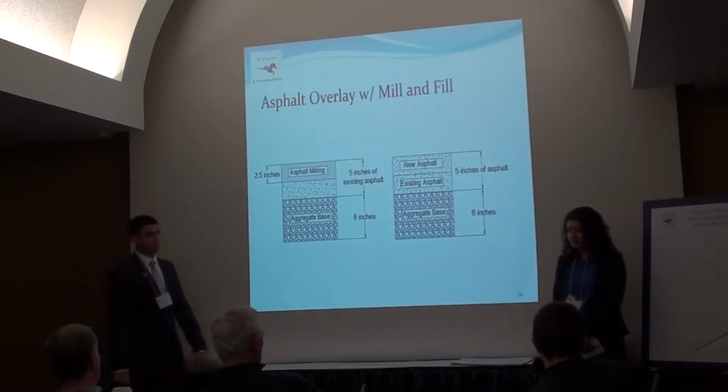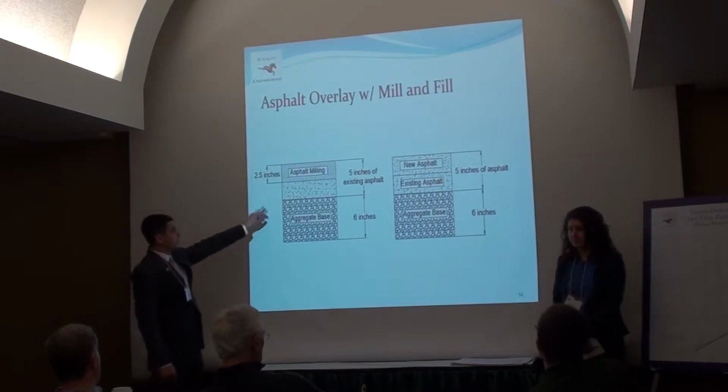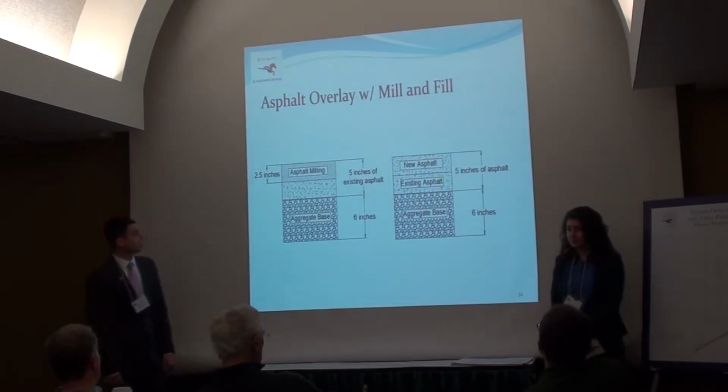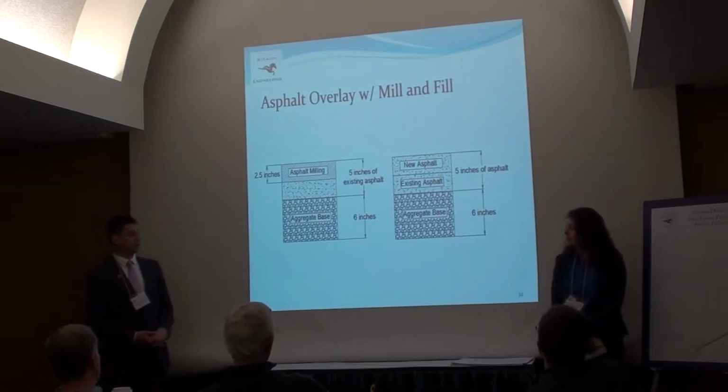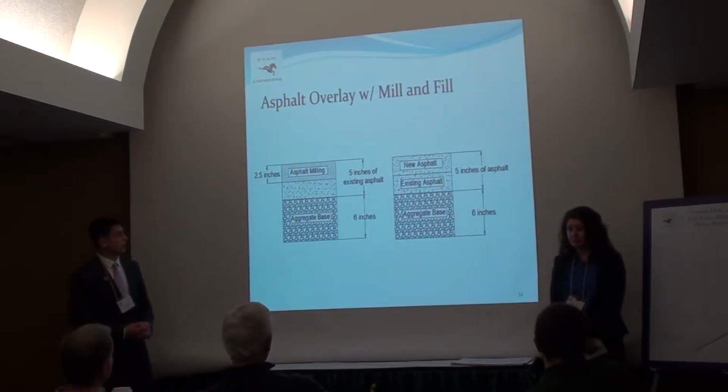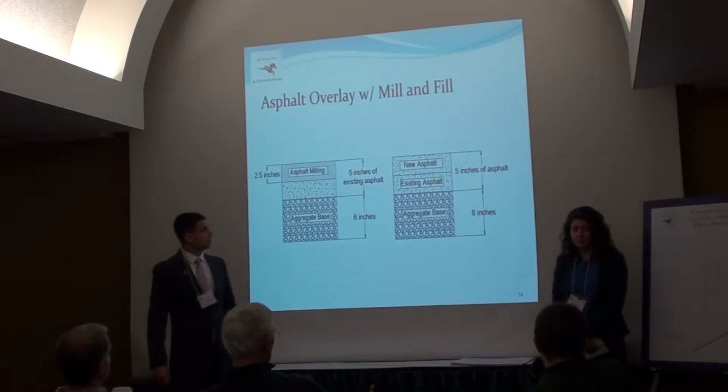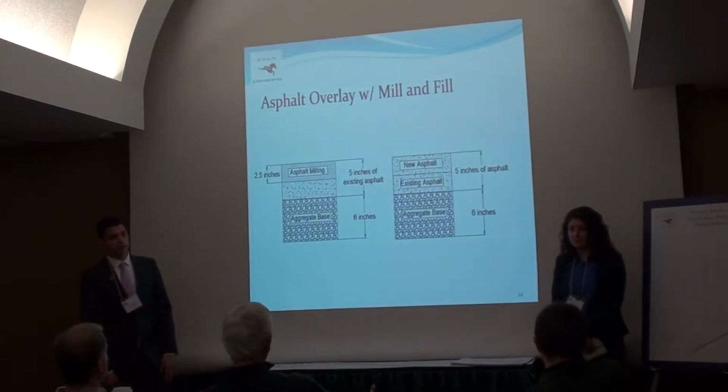This is the Hazlitt Road mill and fill. There's a 5-inch existing layer of asphalt. This will be milled down, removing the top 2.5 inches of the pavement, and then this will be replaced with new asphalt overlay to match the current cross-section and keep the current curb and gutter in place.